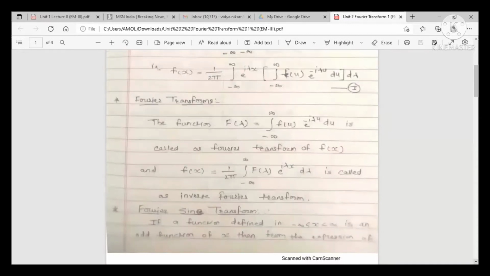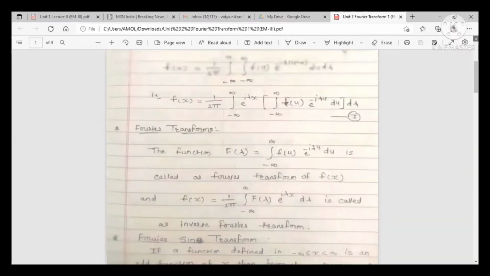Now, what is the Fourier transform? The function F of lambda, where F is capital, is equal to the integration from minus infinity to infinity of f of u e raised to minus i lambda u du, and it is called the Fourier transform of the function f of x.